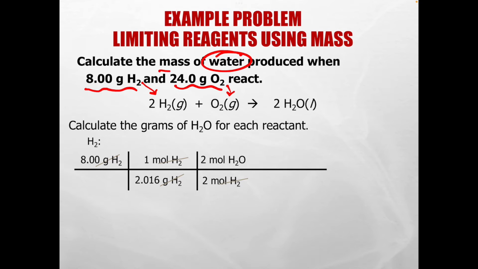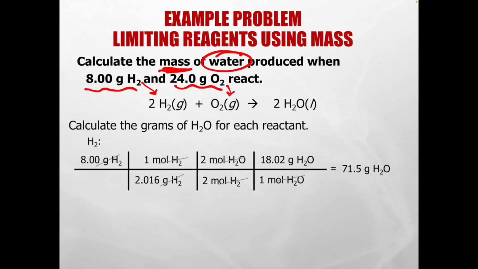And then you'll notice that our problem is asking for the mass of water. Therefore, we need to convert these moles of water into grams. The way that we do that is by using the molar mass. So 1 mole of water will give us 18.02 grams, and we can make sure all our units cancel and get our answer.